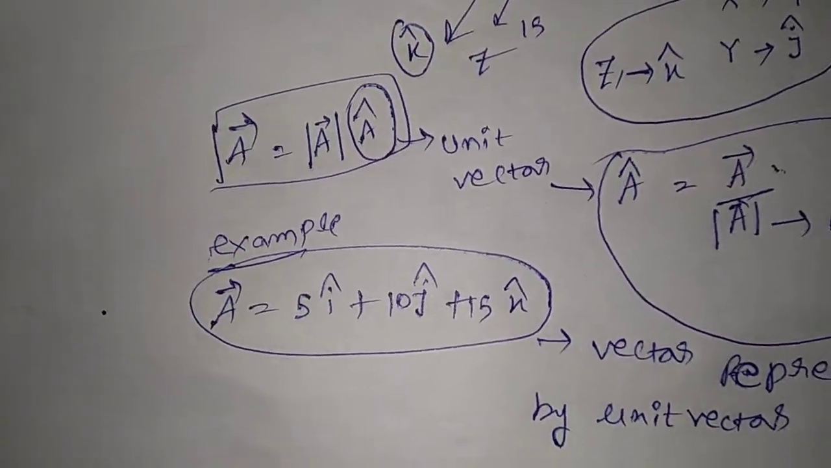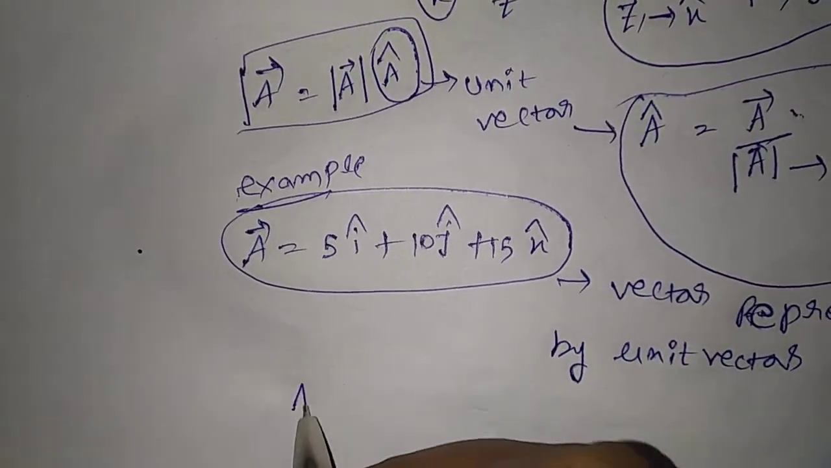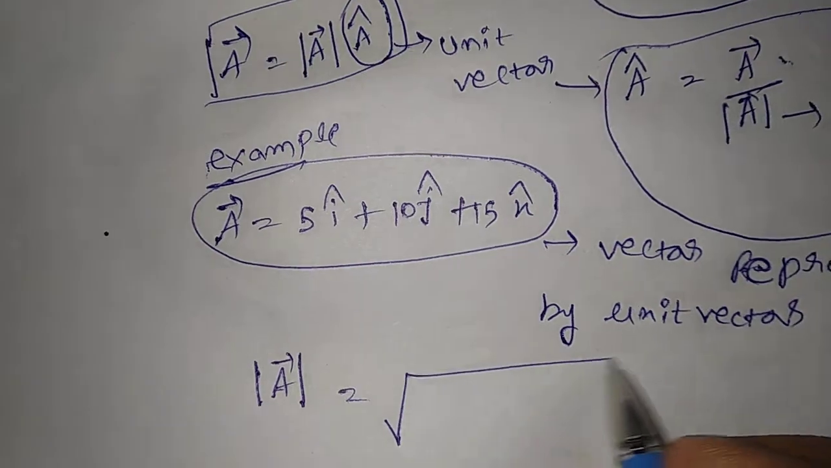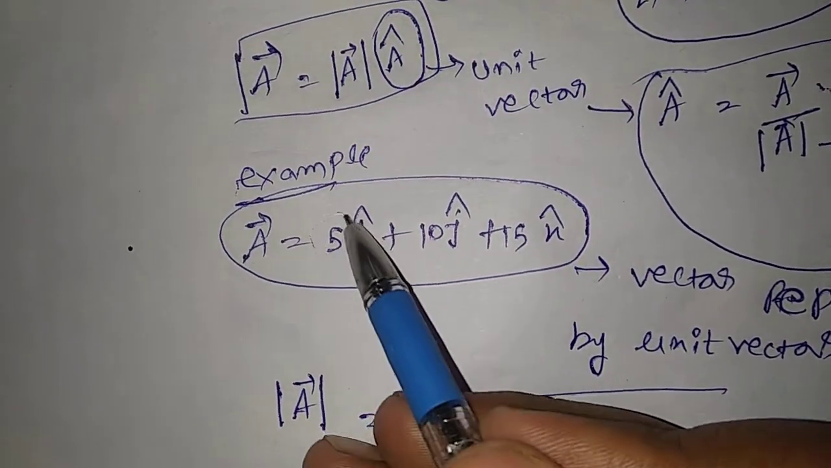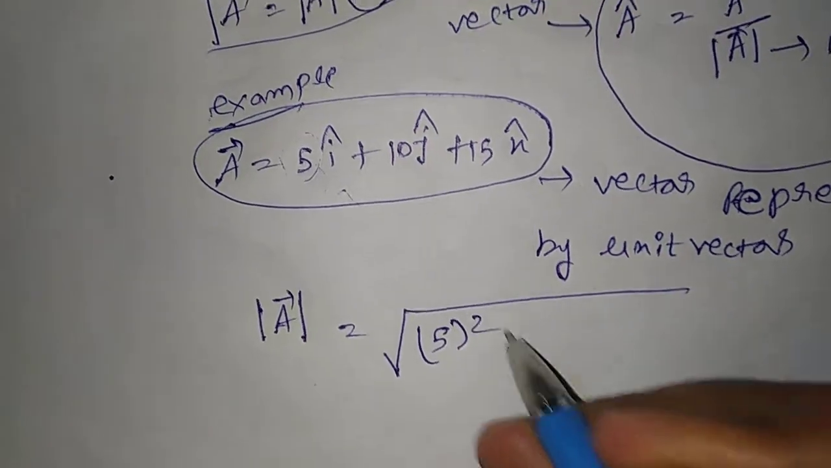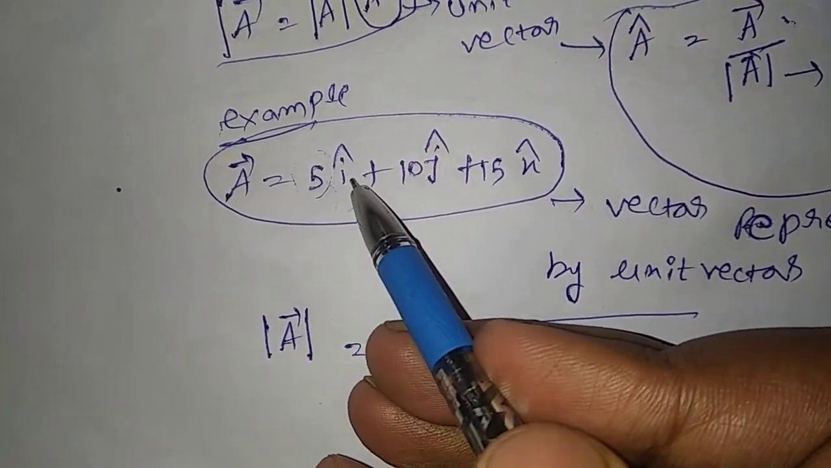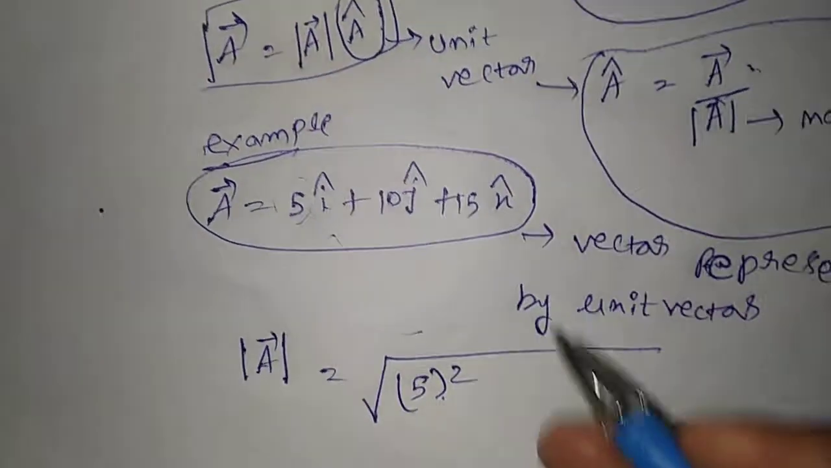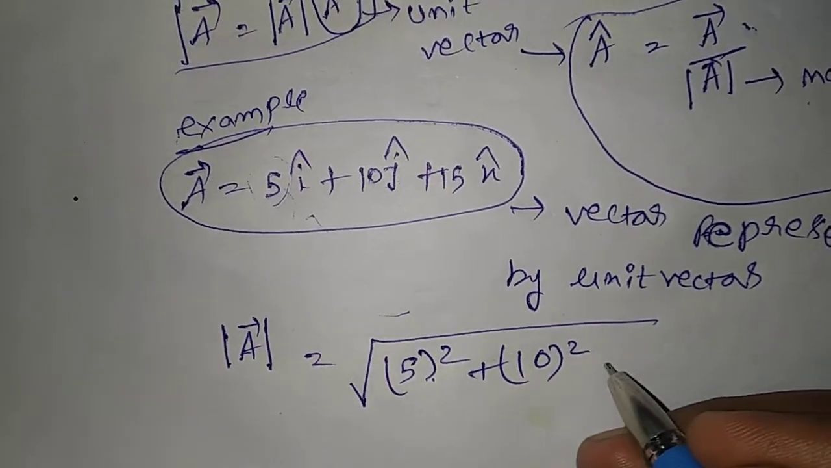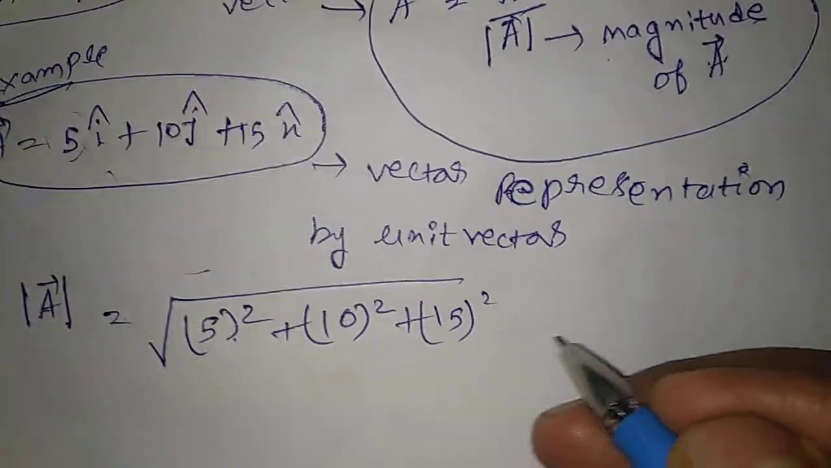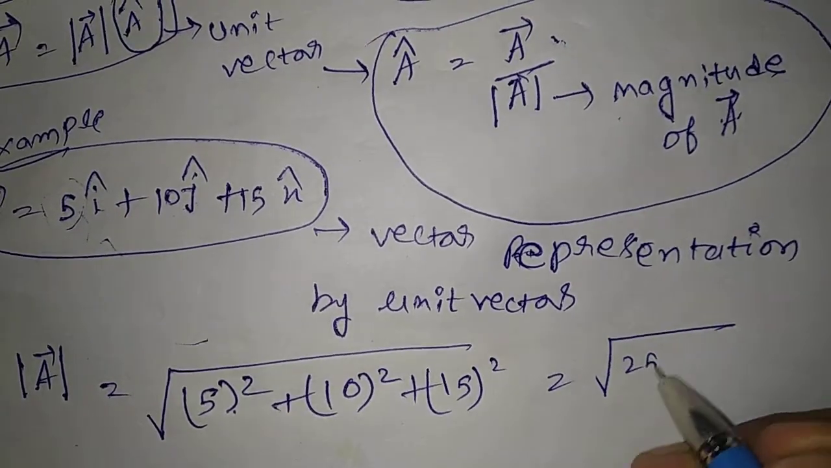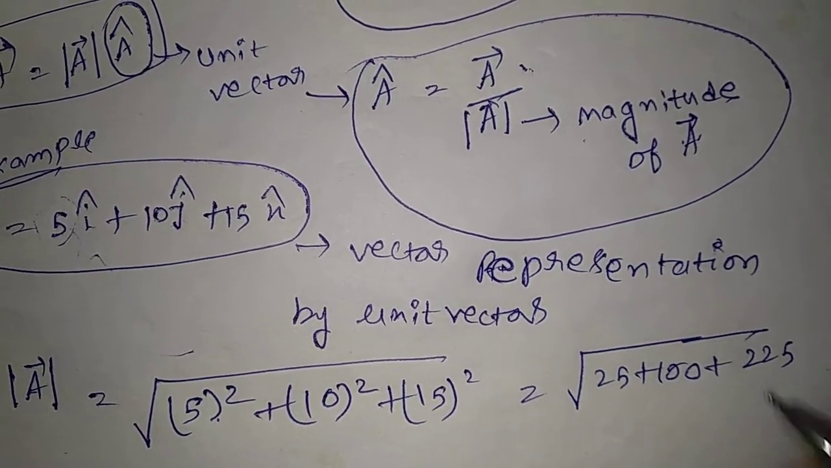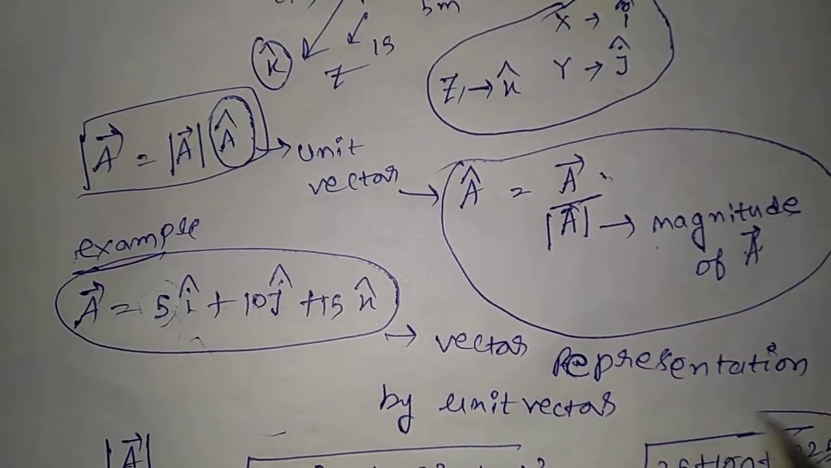Now it is in vector form. So how to obtain the magnitude? To obtain the magnitude, you have to take the square root of the x-axis value 5 squared, plus the y-axis value 10 squared, plus 15 squared. So the magnitude is the square root of 25 plus 100 plus 225. So you get the magnitude here.